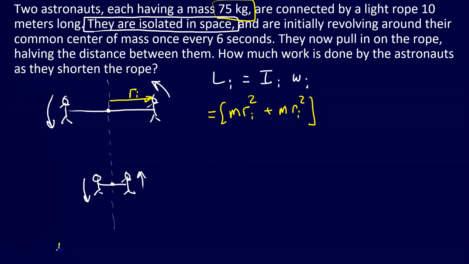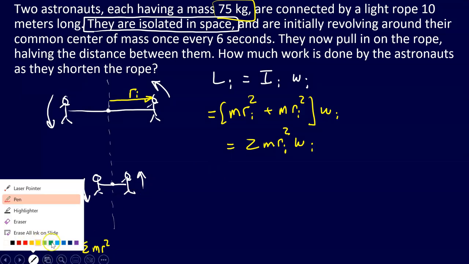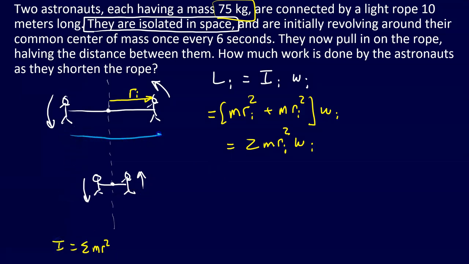Remember, the moment of inertia for point mass objects is just the sum of the masses times r squared. And so here we're going to call this r i, and then that equals omega i. So that would be our initial angular momentum. If I clean this up a little bit, I'd get 2m r i squared omega i. Let's put some numbers here. We're told that the separation between the astronauts is 10 meters. So this r is actually going to be 5, but we'll think about that later.